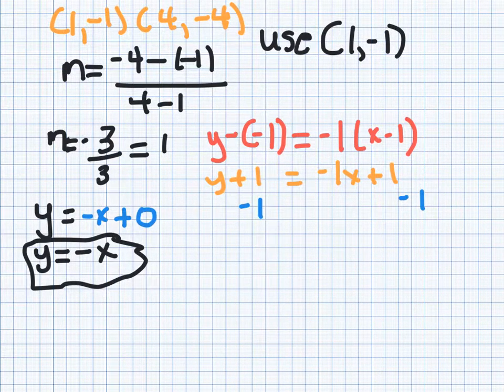The 2 more coordinates are 1, -1 and 4, -4. I figure out my slope. That's going to be -4 minus -1 over 4 minus 1. That's going to give me 3/3, which is going to equal 1. I now use my point-slope method and plug in my numbers.